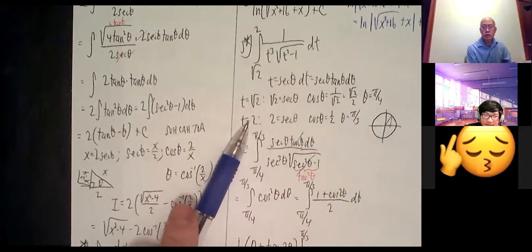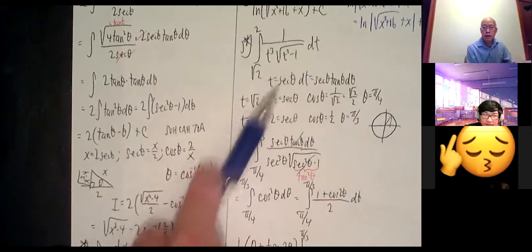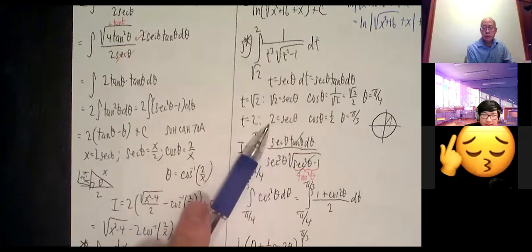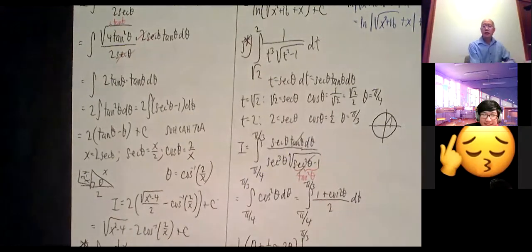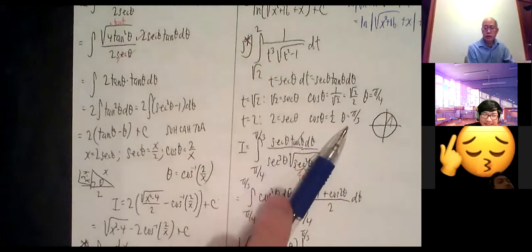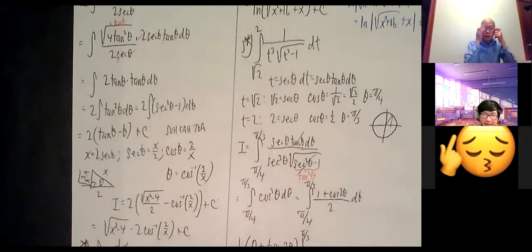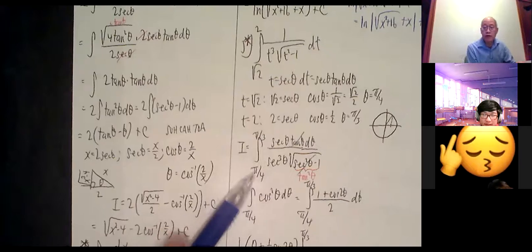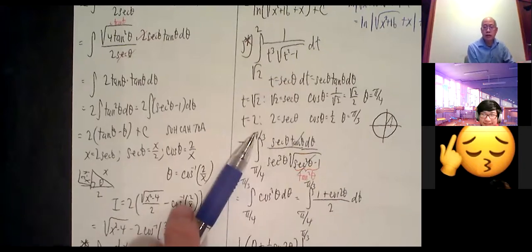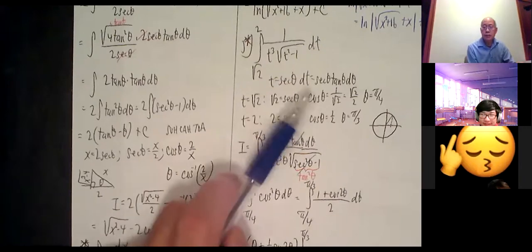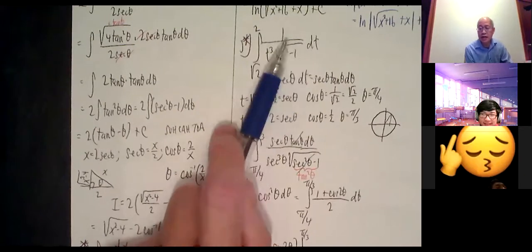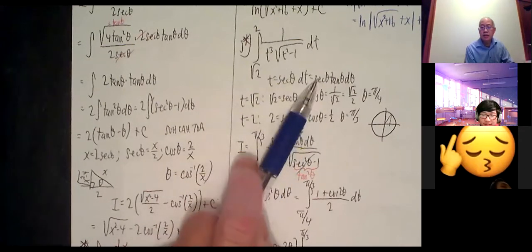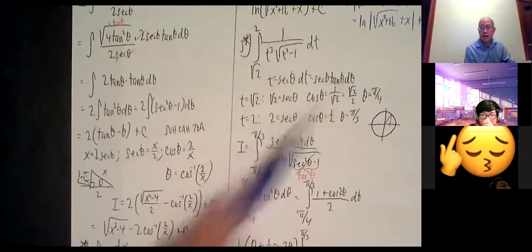Plug in t equals 2. Right here. Secant of theta is 2. Take the reciprocal. Cosine of theta is 1/2. Okay, that is 60 degrees or pi over 3. So theta is pi over 3. So for my new integral, I'm going from pi over 4 to pi over 3. Now I substitute. dt is on top. If they put it off to the side there, it's like it's on top. So dt is this mess, secant theta, tangent theta, d theta. That's on top.